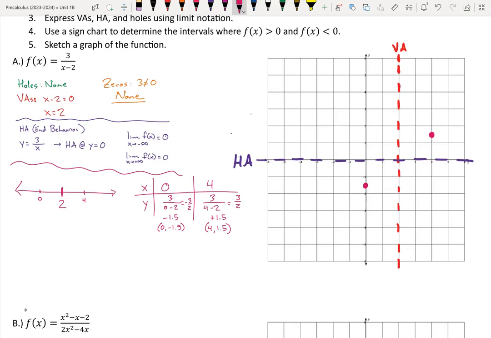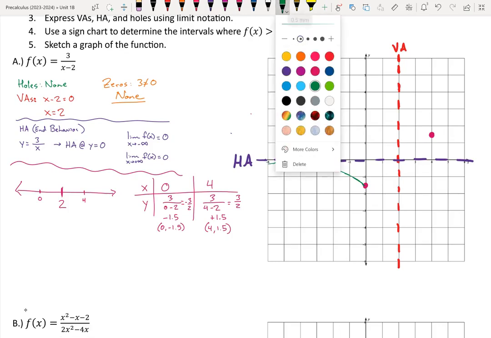Now I'm just going to sketch a graph. All right, as we go to negative infinity, what did we say we're approaching as we go to negative infinity? 0. So from this point, I should be coming up and approaching 0.